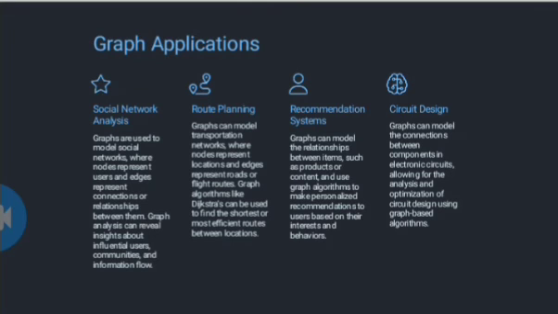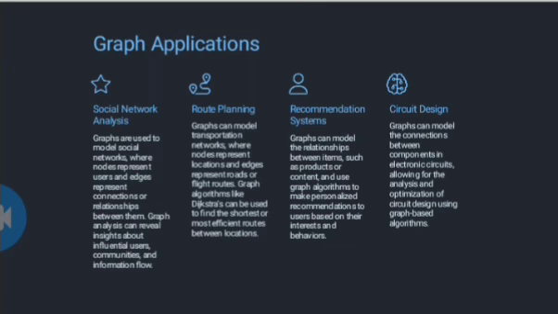Graph applications. Social network analysis. Graphs are used to model social networks, where nodes represent users and edges represent connections or relationships between users. Analysis can reveal insights about influential users, communities, and information flow.